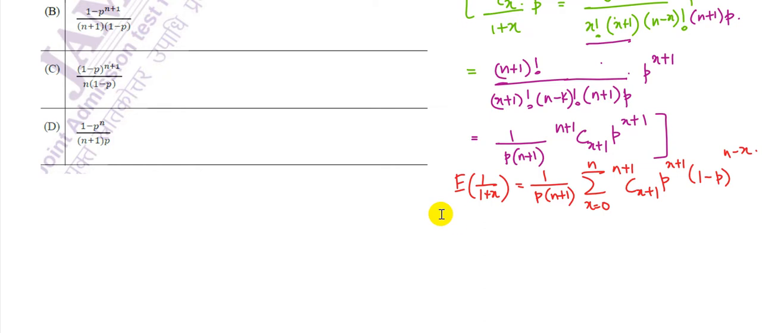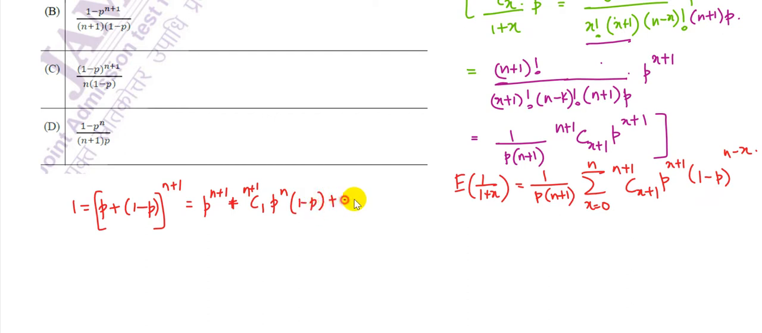So therefore, now we know that 1 is equal to p plus 1 minus p, to the power n plus 1, which is equal to p to the power n plus 1 plus n plus 1 c1 into p to the power n into 1 minus p, and so on up to 1 minus p to the power n plus 1.